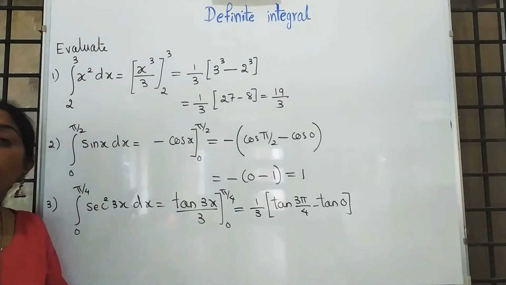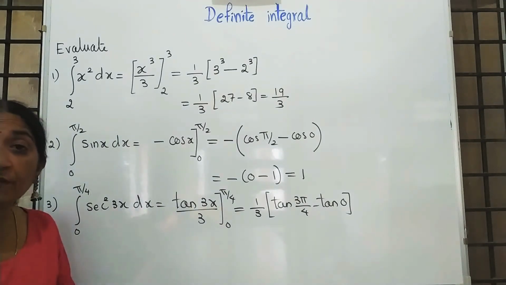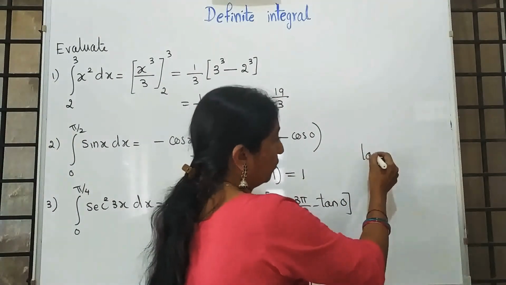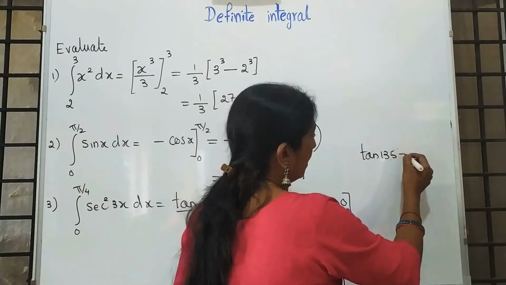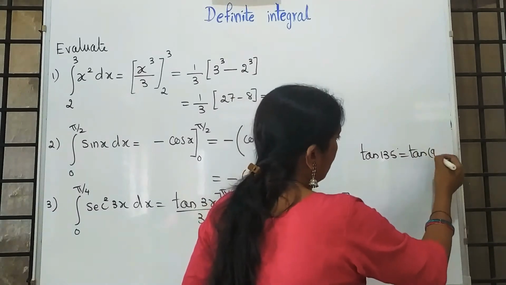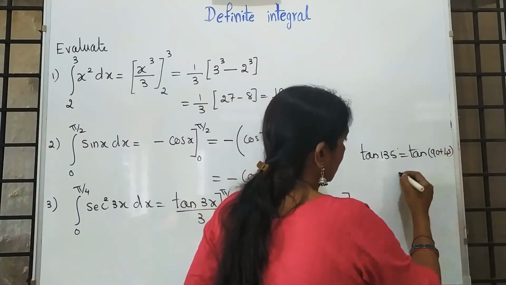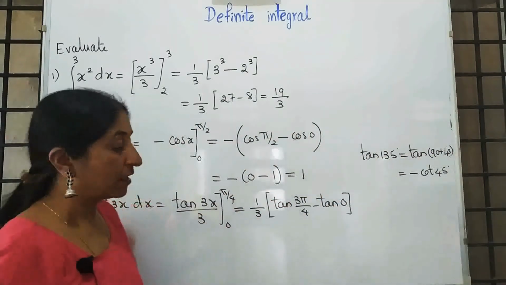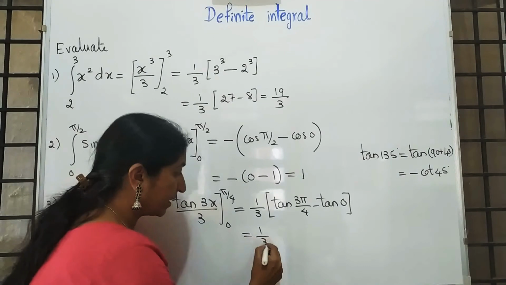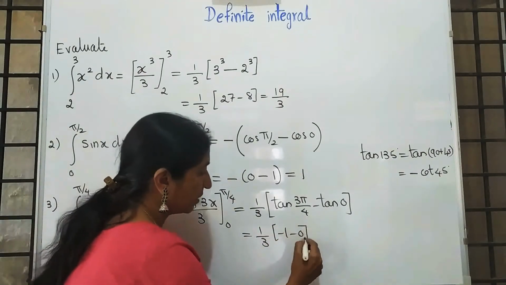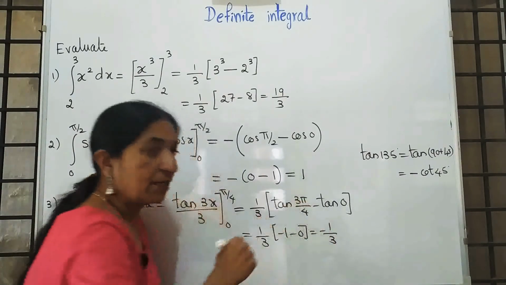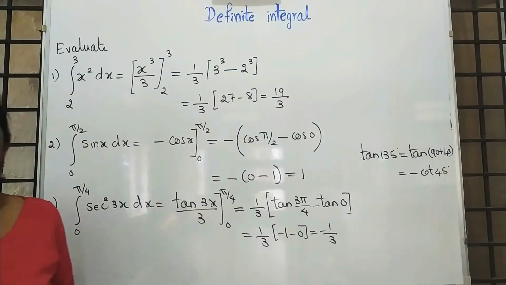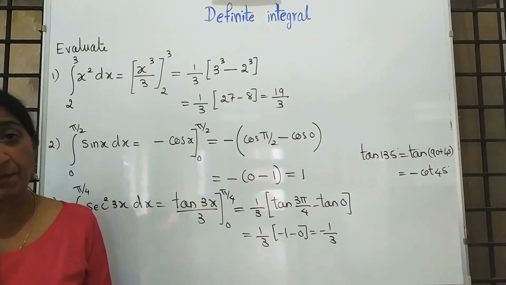3 pi by 4 is 135 degrees. Tan 135 degrees comes in the second quadrant. In the second quadrant, you know how to split. Tan 135 degrees will be written as tan of 90 plus 45, which is minus cot 45. In the second quadrant, tan is negative. This is 1 by 3 in the bracket, minus 1 minus 0. Finally, we got minus 1 by 3. Yes, moving to the next question, that is the fourth one. So, like this, I am explaining very slowly, step by step.